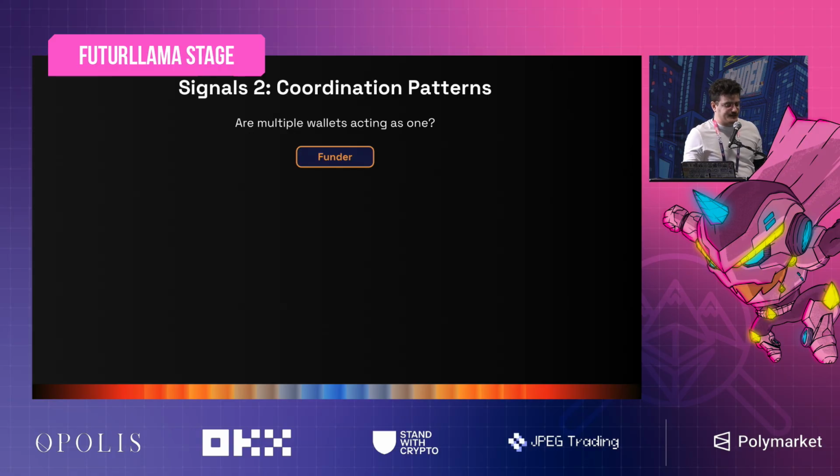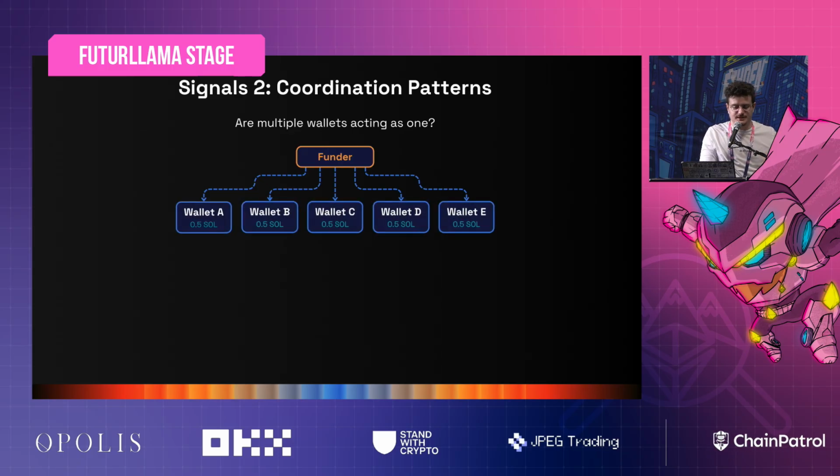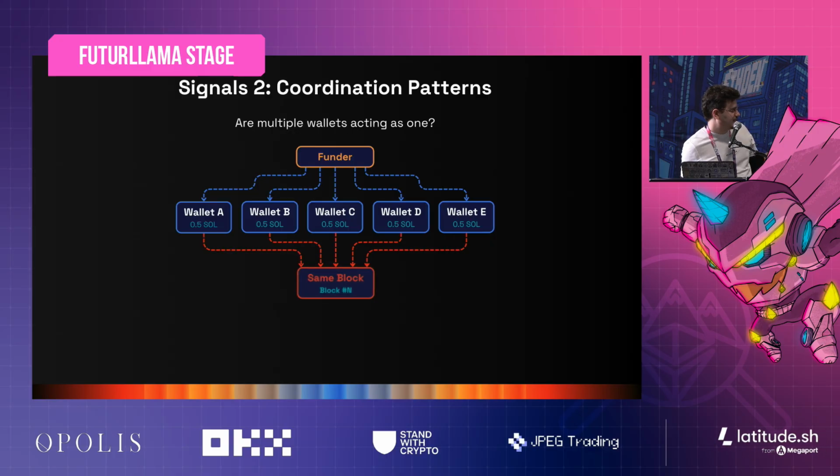The idea here is, are all of these wallets that are buying the same person? Here is where we look at where the fund flow goes. Who funded this wallet? You can see here wallets A to E all get funded by the same wallet, and all of them, in the same block, buy the token mint. So this is not a random thing. This is a coordinated attack.